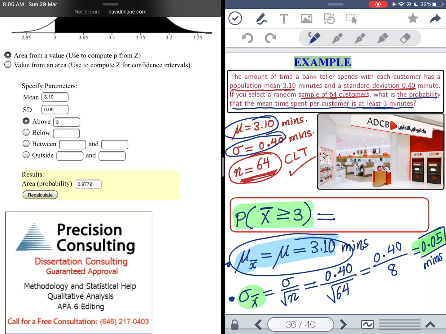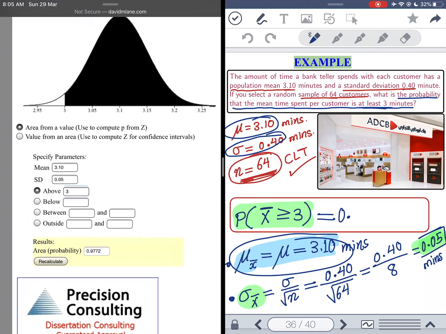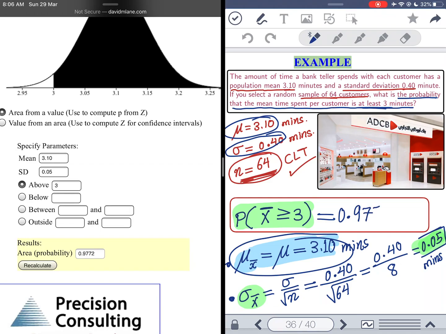So the answer is 0.9772. Okay, this is the answer, which is 97.72%. This is the probability that the mean time spent per customer is at least 3 minutes for 64 customers. Our sample has 64 customers, and the probability that the mean time that is spent per customer is at least 3 minutes, or we can say 3 minutes or more, is very high, 97.72%.